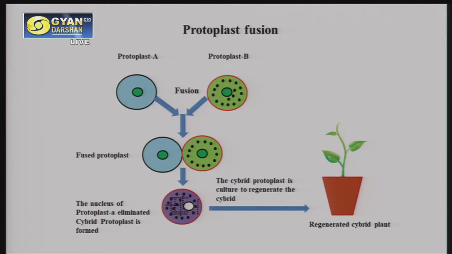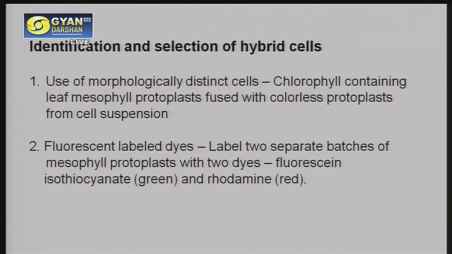Of course there is a cytoplasmic mix as well as a nuclear mix, but mind that if there is a nuclear mix, then there is a chance of increase in the ploidy level. So what you do is you eliminate one of the nuclei so that there will be only a cytoplasmic mix, and you call it a cybrid. So you take the two protoplasts from the two species, fuse them, and then generate a plant out of this fused protoplast. Of course, you need to identify and select whether the fusion is successful, and there are different techniques. You can use morphologically distinct cells, you can label the cells with different fluorescent dyes, and so on.